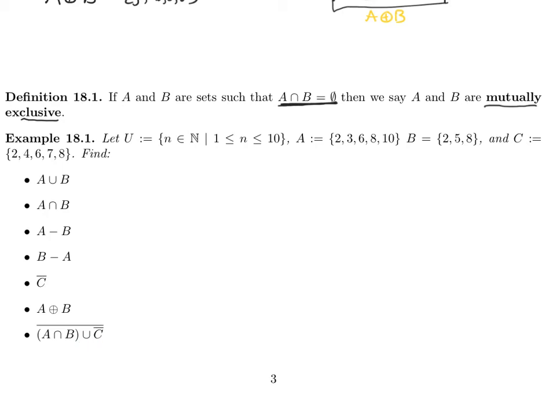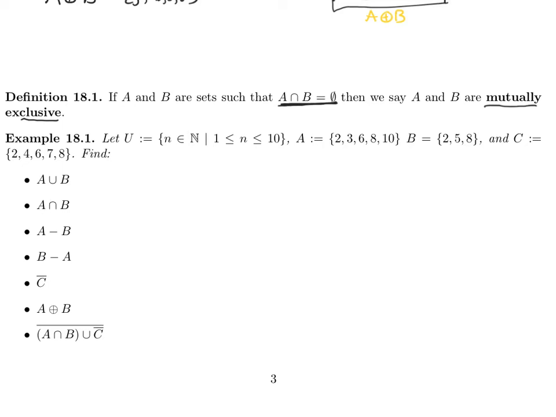So you need to figure out the intersection of A and B, and then take the union with the complement of C, so you'll need to find the complement of C, and then once you have that set, take the complement of that. So that one will take a little bit longer, but it's good practice, so give it a try.